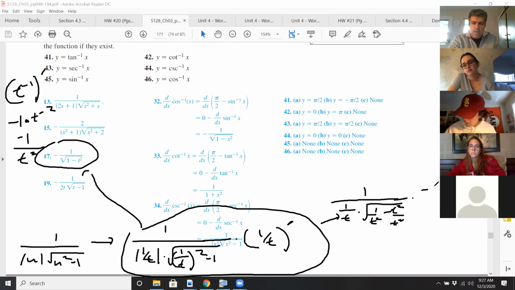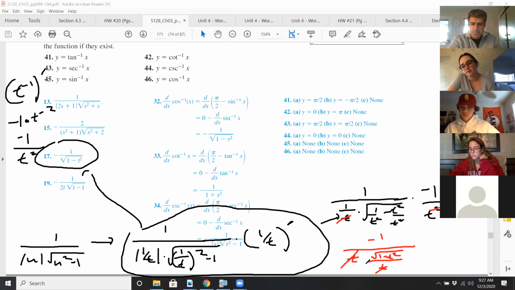Then times negative 1 over t squared, because that was my derivative. Well, you would see that those cancel. You have 1 times negative 1 up top, so now I have negative 1 up top. And the 1 over t and t squared cancel. I have a t right here, and I have the square root of 1 minus t squared divided by the square root of t squared on the bottom, which is just going to be t. And those cancel also, giving you that as an answer.